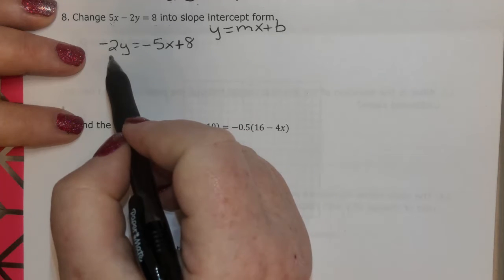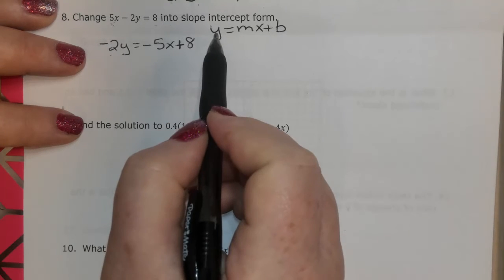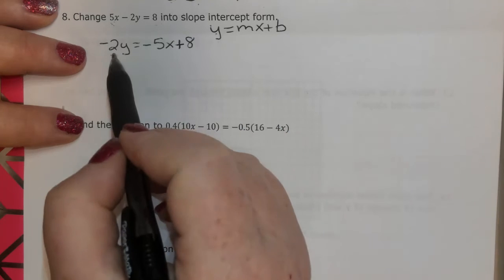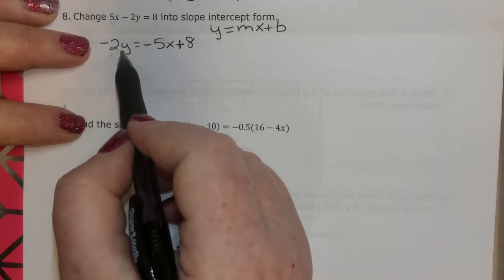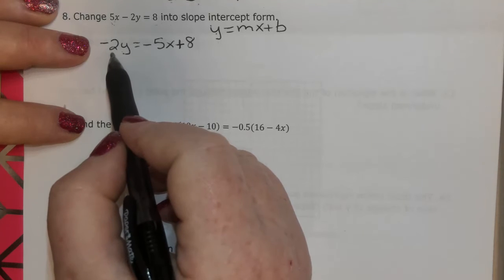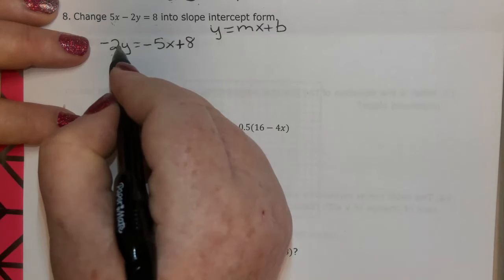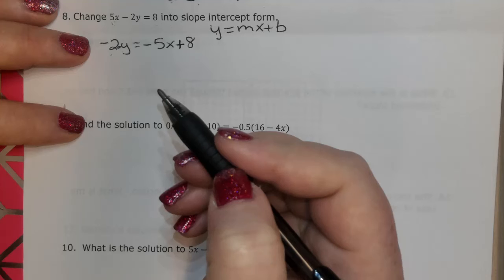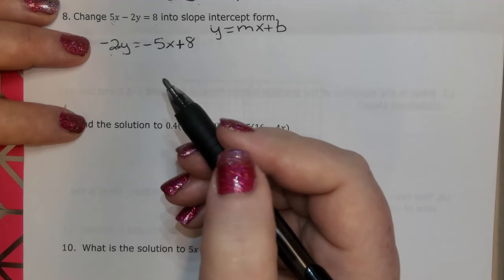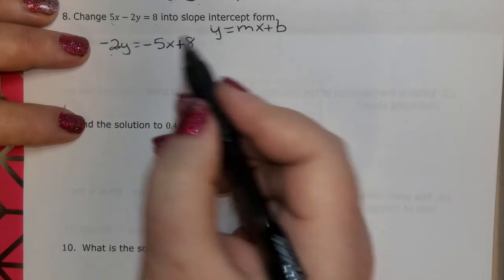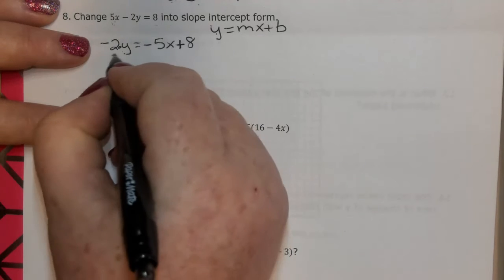Now, what's left over here with the y? Remember, the y needs to be by itself, isolated. Negative 2y. This means negative 2 multiplied by y. Not minus 2, y minus 2. It is negative 2 multiplied by y. That's multiplication. What is the opposite of multiplication? Division. So you need to divide. We are going to divide everything by the negative 2.